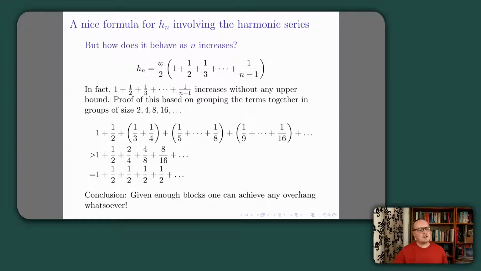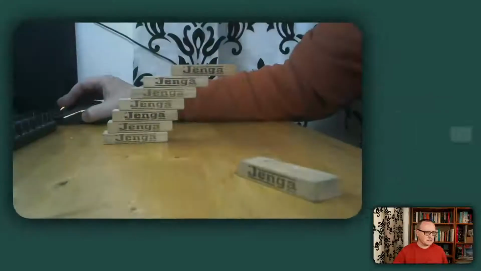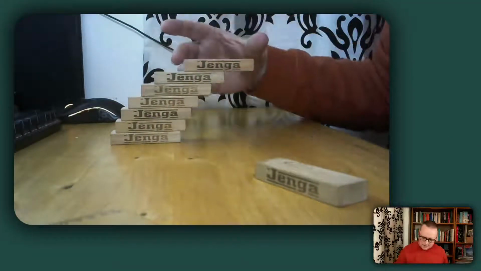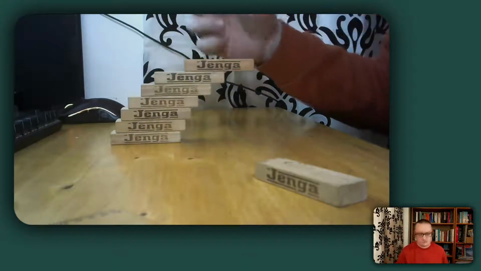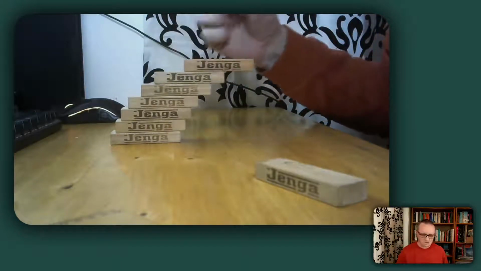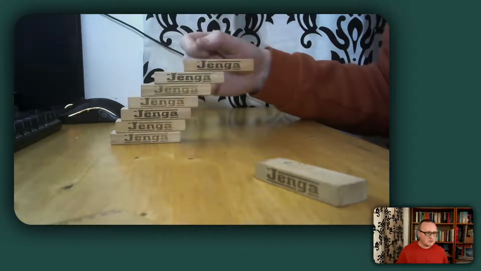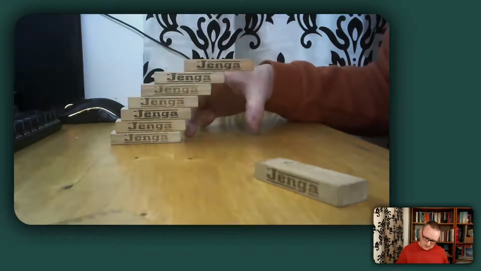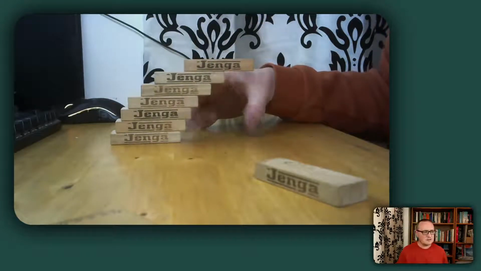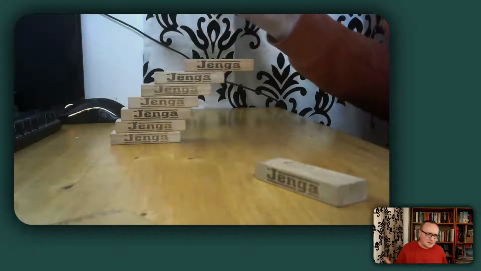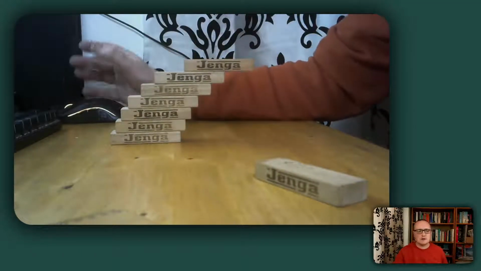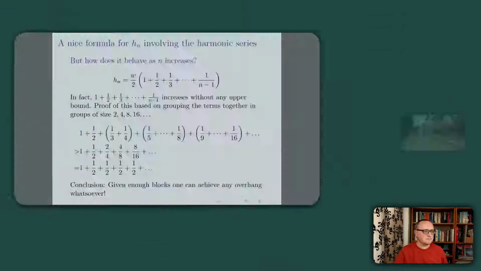So how much of an overhang can I get? In the demo we just did, we achieved an overhang of more than W. W is the width of one of these blocks, so even with this small number of blocks, we've been able to achieve an overhang of greater than W. But if I had as many blocks as I needed, as I cared for, what kind of an overhang could I achieve?